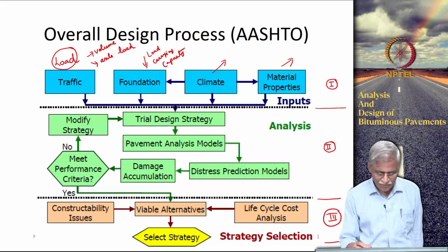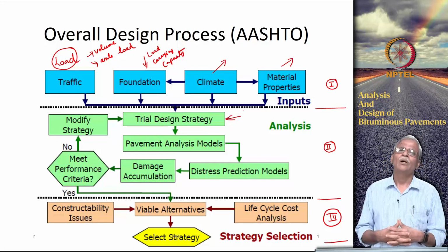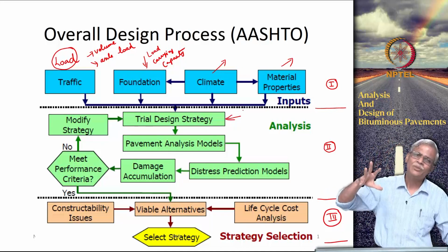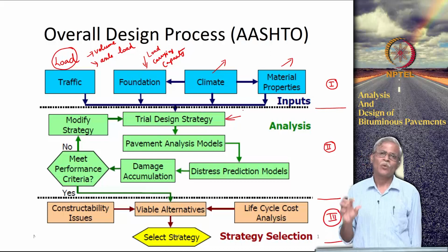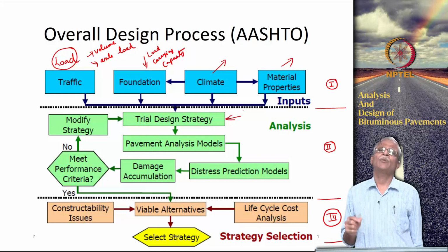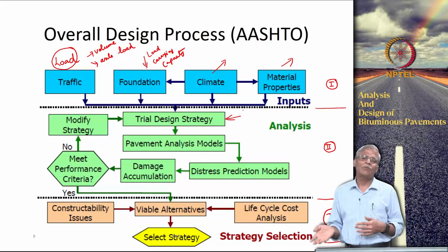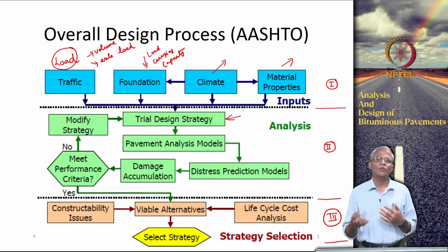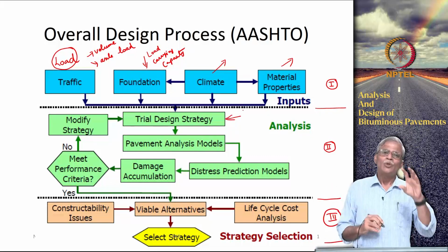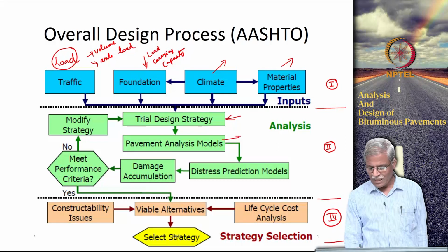And now, as I said, there is a trial design strategy that you need. What does the trial design mean? We already have a clear idea of what should be the thickness of each layer. It could be a bituminous concrete layer of 40 mm. Why 40 mm? Because your nominal maximum aggregate size may be 13.2, and typically 3 times the nominal maximum aggregate size is what you use for your layer thickness. So, 40 mm more or less comes there. You take the trial design, and then there is something called the pavement analysis model.